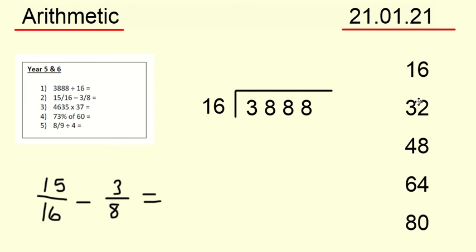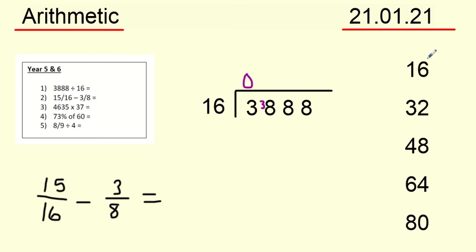So I've written out the multiples of 16 here. 16, 32, 48, 64, 80. That's going to help me complete this calculation. So I start by thinking, how many times does 16 go into 3? Well, it doesn't, so I put a 0 up there. And I carry the 3, or I exchange the 3 across. So it now represents 38. So I've got 16 into 38.